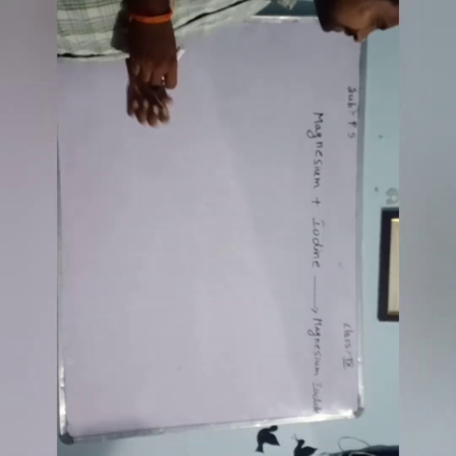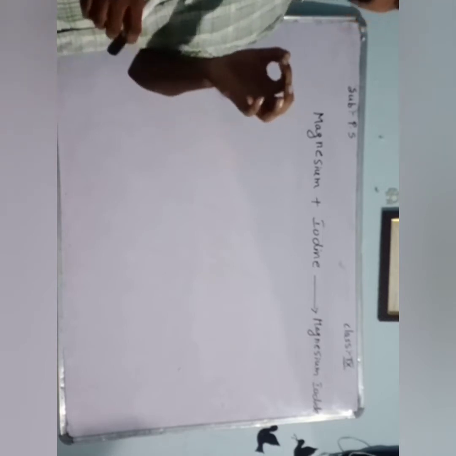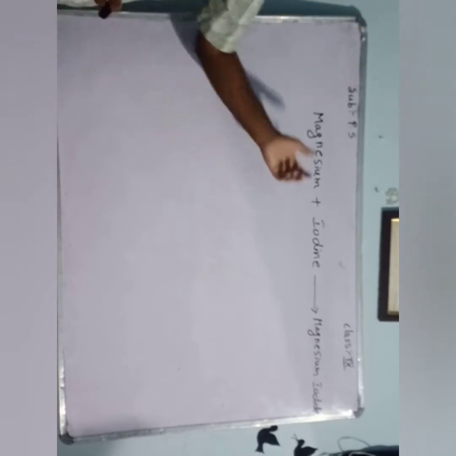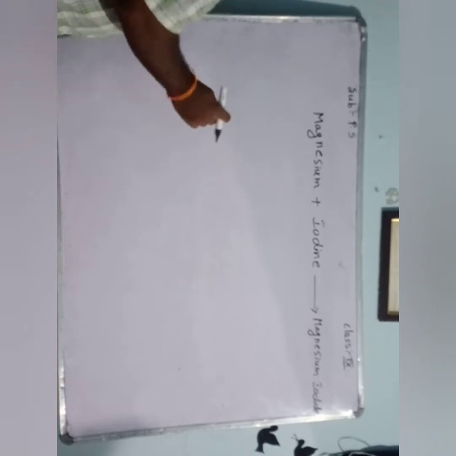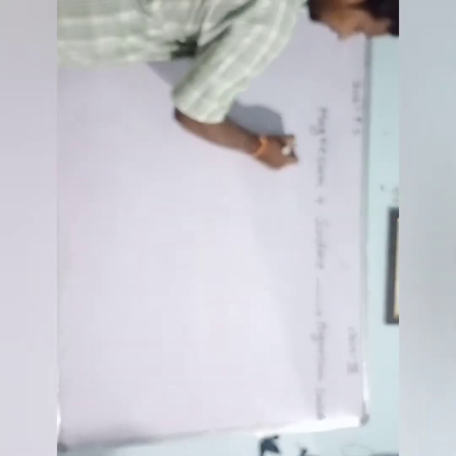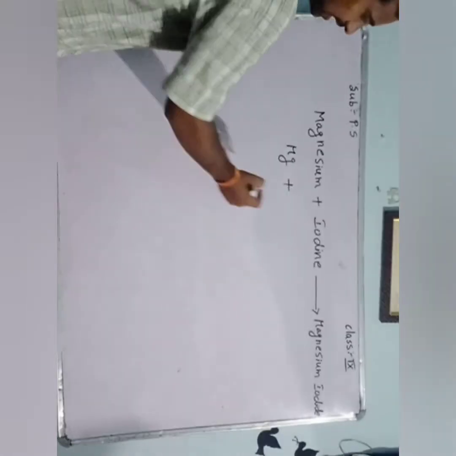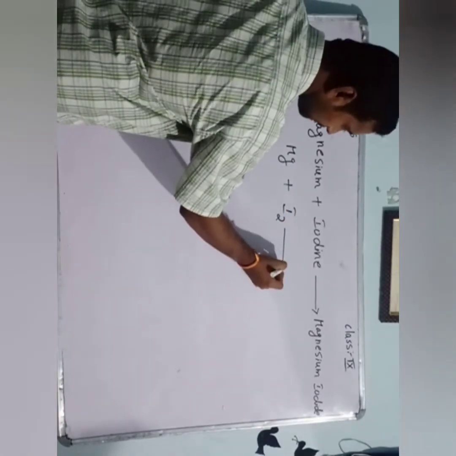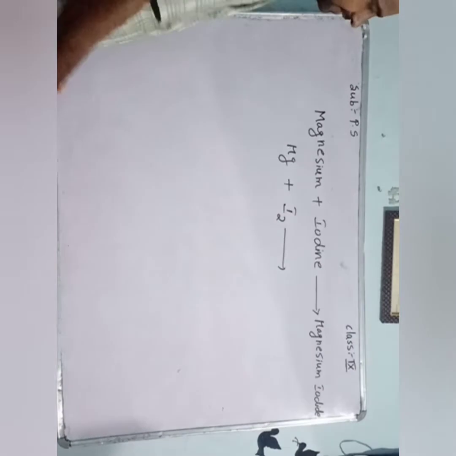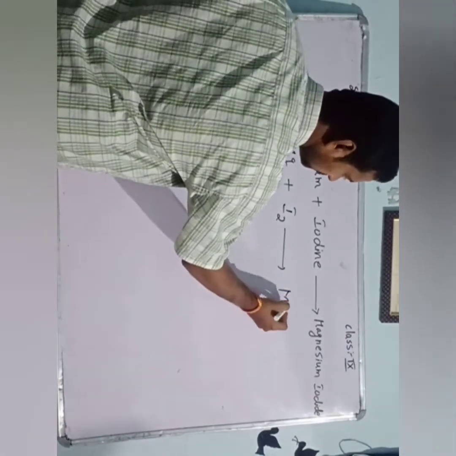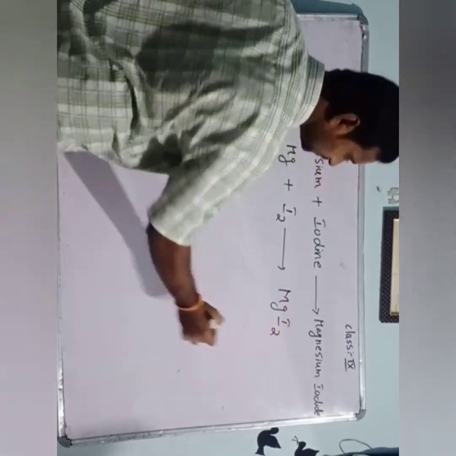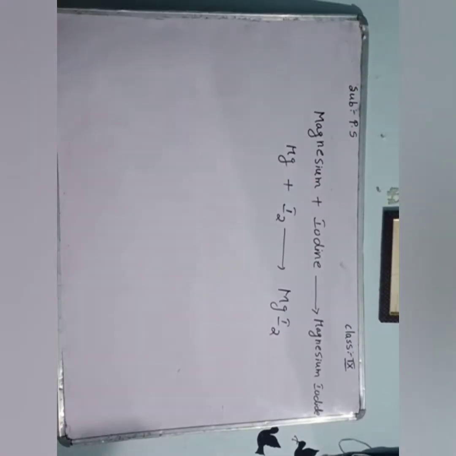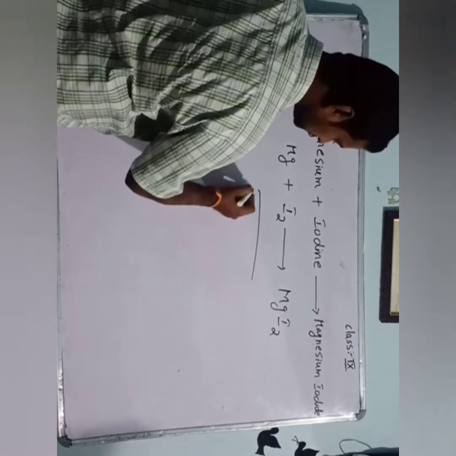In this question, the names of the compounds are given. First, we find the formulas for the given compounds. Okay, magnesium. The formula for magnesium is Mg, and the formula for iodine is I2. So the formula for magnesium iodide is MgI2. Okay. So now check the atoms.